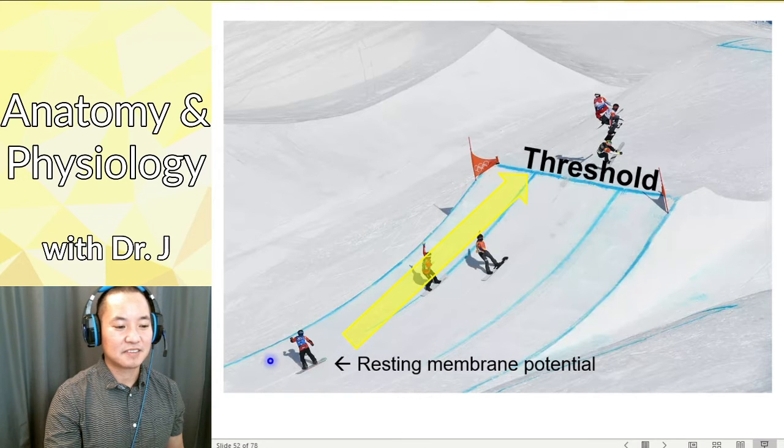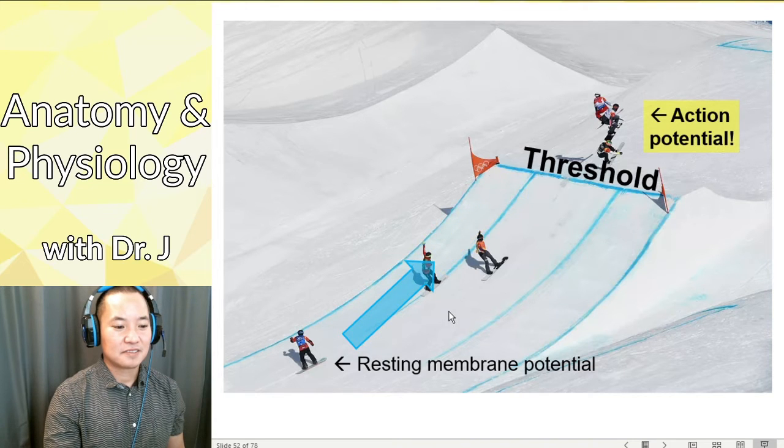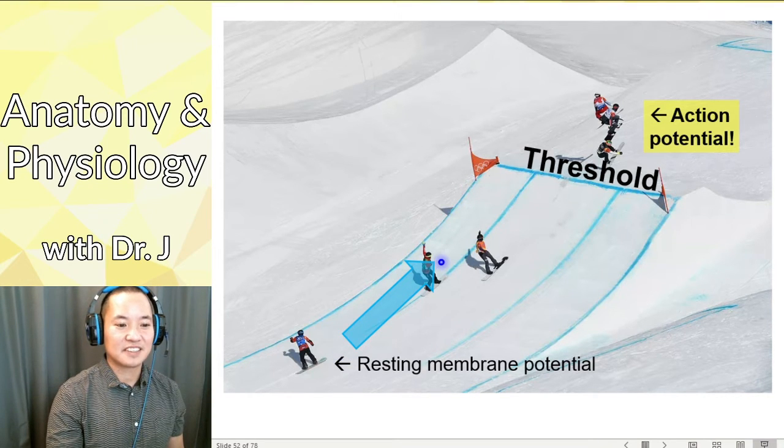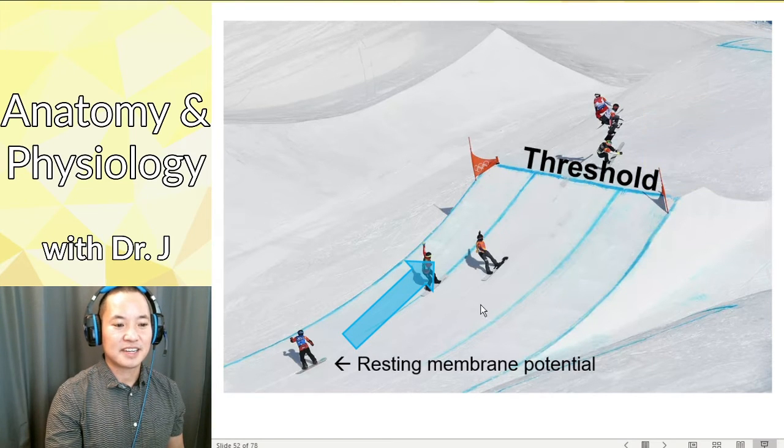But if you're stuck down here, you're not going to do an action potential. So what if this snowboarder only goes this way? Are they going to be able to do that jump over the hill? Probably not, right? So same with the membrane potential and threshold. If a neuron or an excitable cell, like a muscle cell, does not reach its threshold, it's not going to be able to do its action potential.